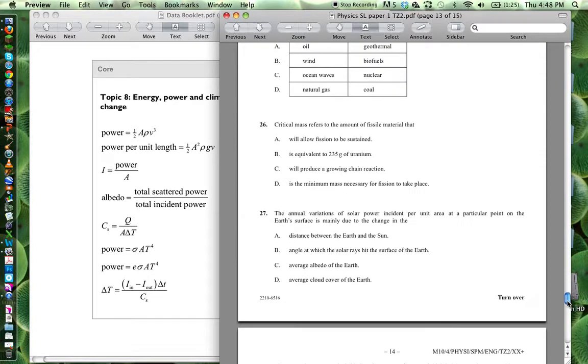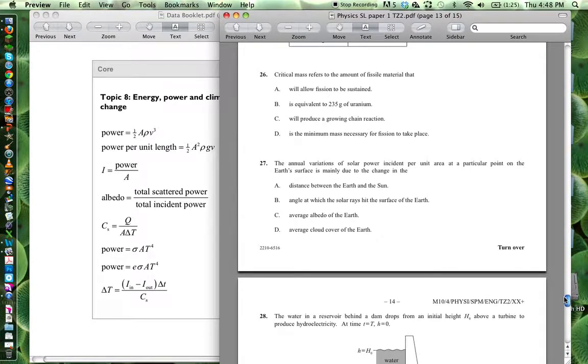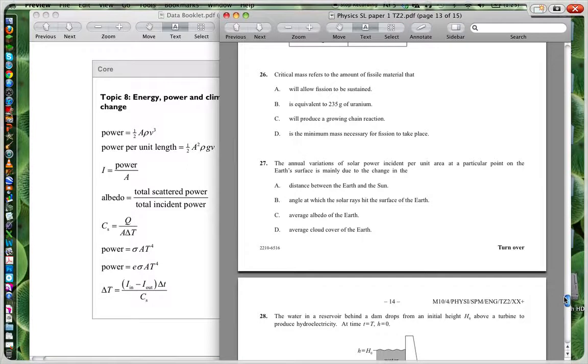It is 26. It says critical mass refers to the amount of fissile material that will allow fission to be sustained. That is correct. We use that idea of critical mass. When you have got critical mass, then a nuclear reaction can take place. A chain reaction can take place, not necessarily a growing chain reaction. That's the starting off point of it.